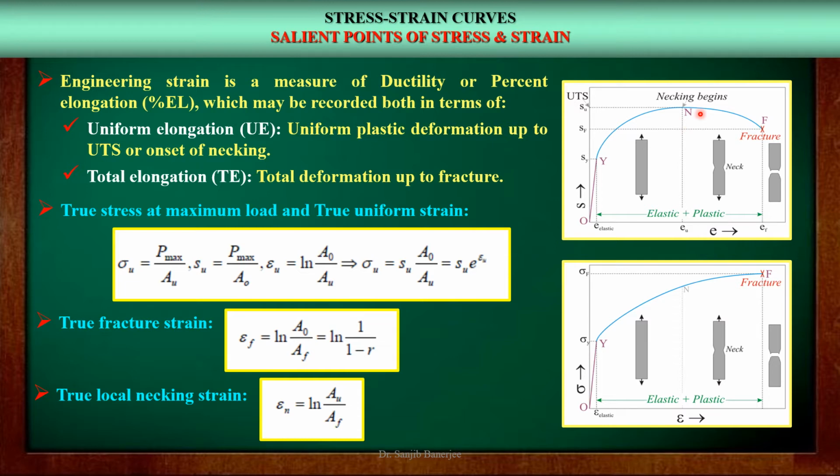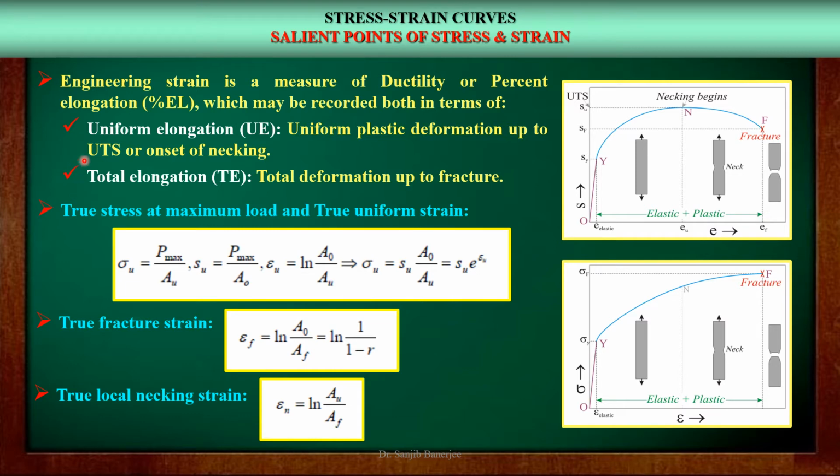This is the maximum stress which the material can withstand. Further, this is the start of necking, or the localized reduction in cross-sectional area. Coming to the engineering strain, we see the engineering strain is actually a measure of ductility of the material or percent elongation, and which can be recorded both in terms of uniform elongation or total elongation.